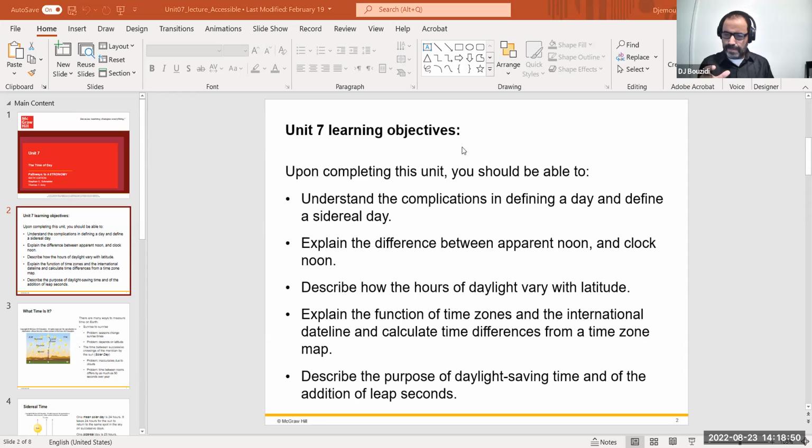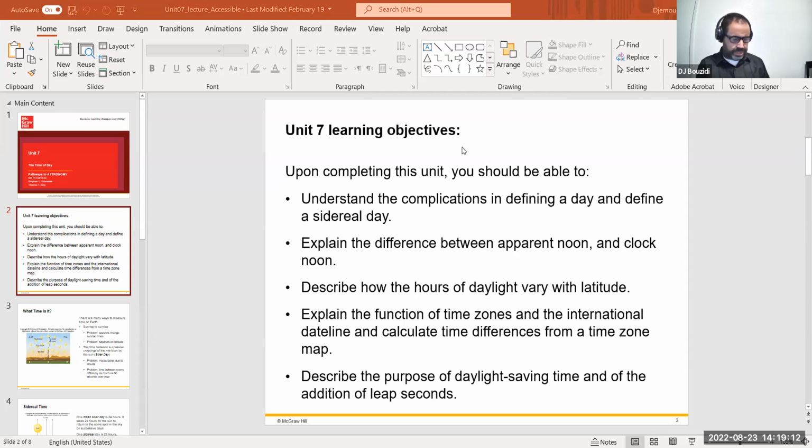And then there is a problem right there, okay? What do we mean by day? Is the day starting from sunset to sunset? Or is it from sunrise to sunrise? Or is it from noon to noon, and so on and so forth, okay? So this is something that we're going to go through.